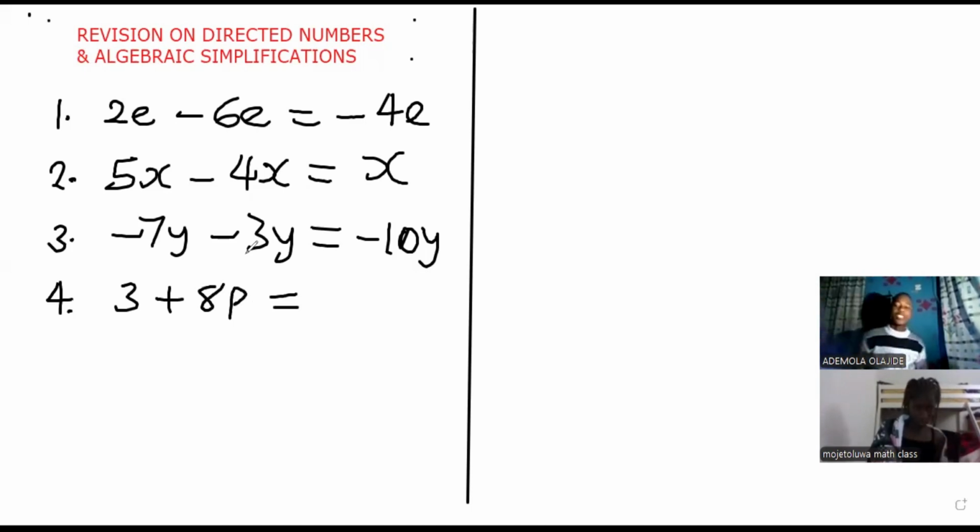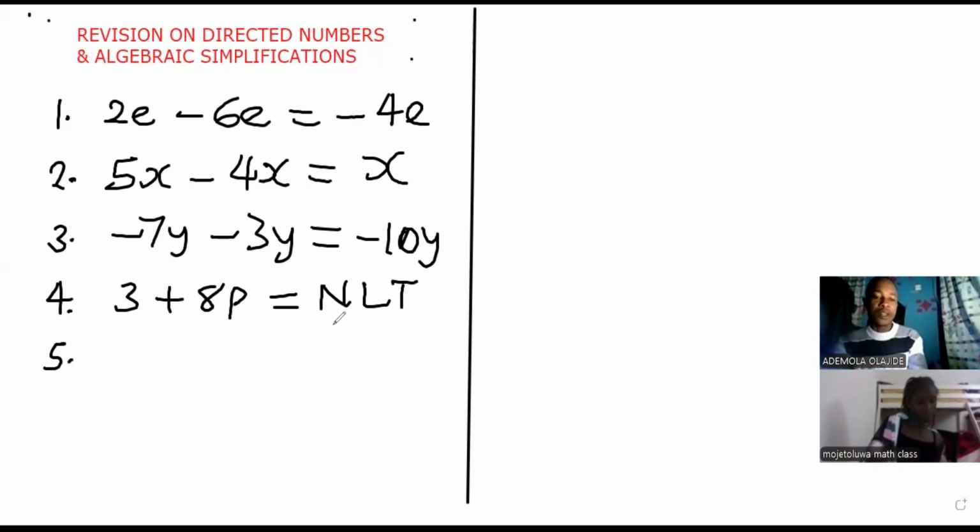3 plus 8p. Isn't this going to be not like terms? Exactly, because they are not of the same kind. Suppose this 3 has p. Now suppose it's 3p plus 8p, it would have been 11p. Or suppose the value we're giving here was 3 plus 8, it would have been 11. But they are not of the same kind.